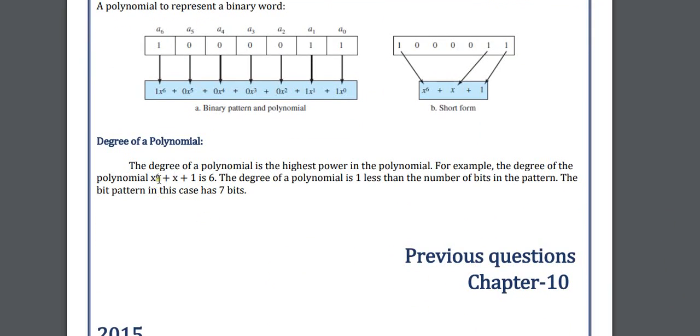The degree of polynomial. The degree of a polynomial is the highest power of the polynomial. For example, the degree of the polynomial here is 6. So here the degree is 6 because the highest power of the polynomial is x to the power 6.